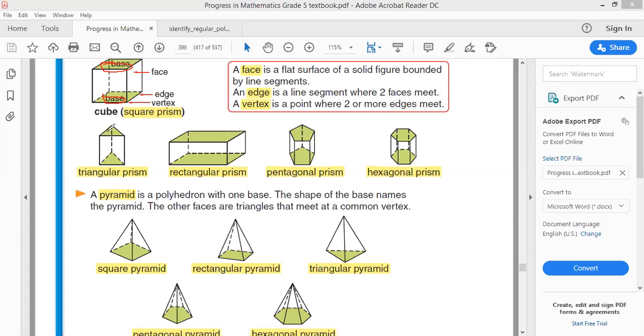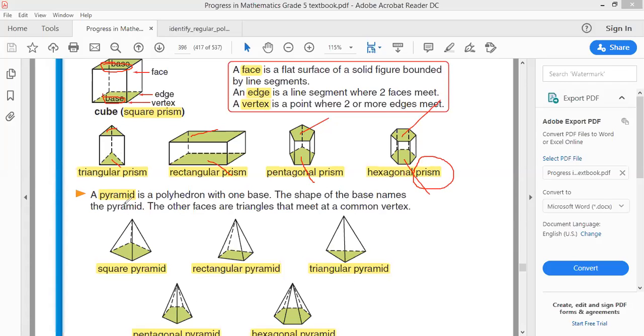Then in a triangular prism, look at there. Here it's triangle up and triangle down, rectangle up and rectangle down, pentagon up and pentagon down, and then hexagon up and hexagon down in a prism.